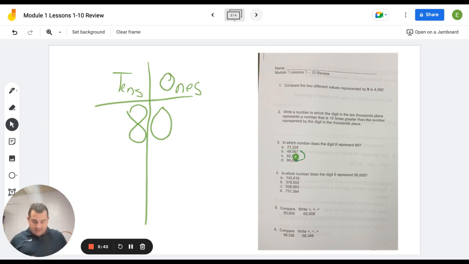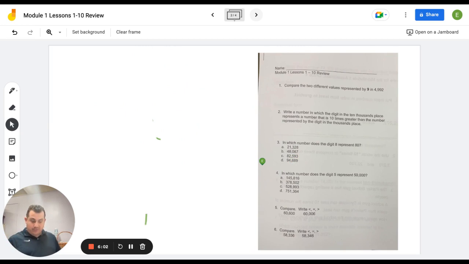C, the 8 is in the 10,000s place. And we see D. D, the 8 is in the tens place. Okay, you could see it right there in the tens place. Okay, so it is D. 3 is D. Number 4.